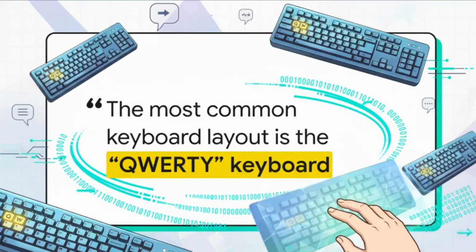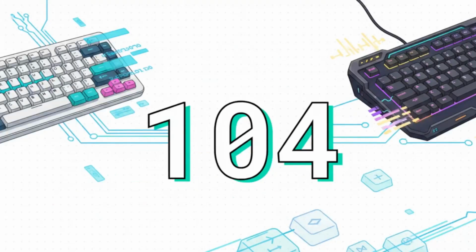Here's a fun little piece of trivia for you. The layout we use globally to translate our keystrokes into data is called QWERTY, and it's simply named after the first 6 letters you'll find in the top left row of the keys. 104. That magic number represents the standard amount of keys you'll find on a typical keyboard. Though it is worth noting that if you're using a multimedia keyboard, you might actually have even more than 104 keys just to accommodate those extra playback controls.